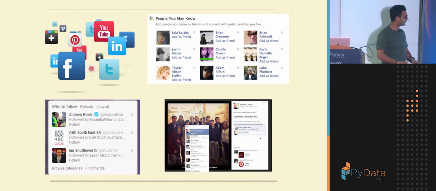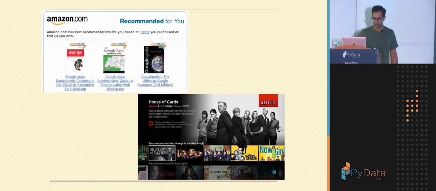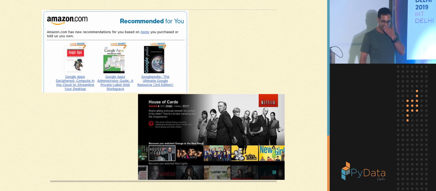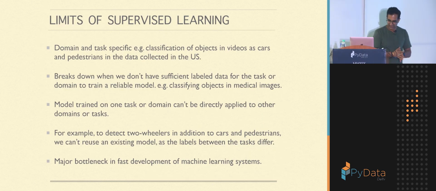Lots of other things too, like the social media that we use. Essentially what I'm trying to say here is that we are surrounded by machine learning. You see machine learning all over, in the cell phones that we carry in our pockets.